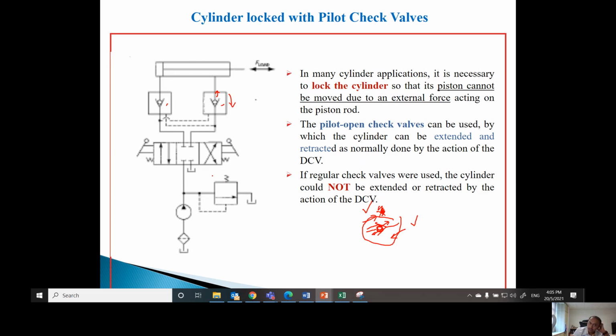Let's see. Okay, let's try to simulate. Let's say you have two positions. As usual, you have position A. This is position neutral or 0.